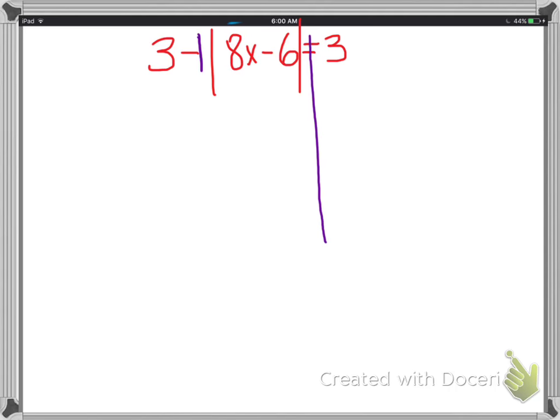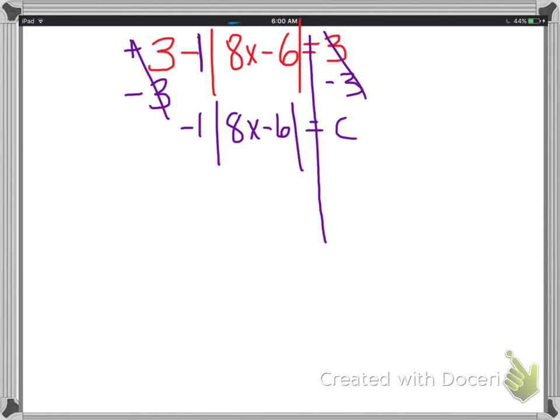Can I judge over here how many solutions I'm going to have? No. And the reason is, that's right, I can't make that decision till the left side is clear of everything except the absolute value bar. Usually the left, it could be on the right, doesn't matter. So let's start with the outermost. Let's start with the addition, subtraction. The opposite operation here is minusing 3 from both sides. That's going to leave me with a negative 1 times the absolute value of 8x minus 6 equal to 3 minus 3, 0.